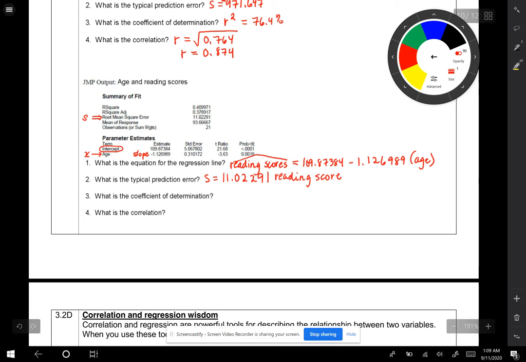Coefficient of determination would be r squared. So r squared is equal to 0.409971. And we're going to change it. Or you can leave it like that, or you can do a percent because it's easier to interpret.